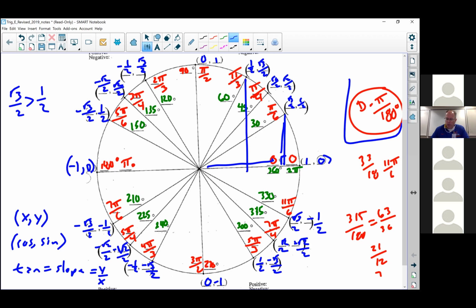And I will put up on the board the degree conversion. Pi over 180 is how you convert degrees. You have to do the math on your own. Okay? We good?